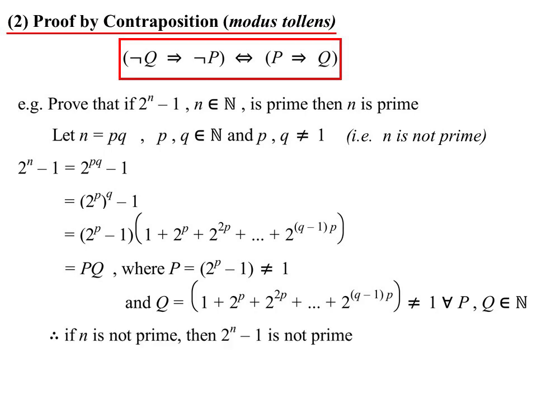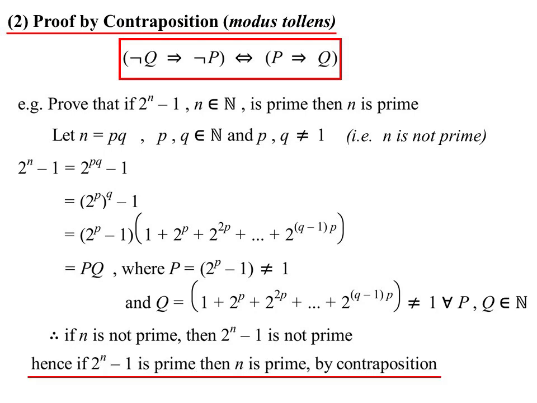Well, I have just shown, or proven, that if n is not a prime number, then 2 to the power of n minus 1 is not prime. That means that if 2 to the power of n minus 1 is prime, then n is prime, and we usually end up by saying, well, by contraposition. That's why I can say this. I've done the contrapositive here. I can do it by contraposition.